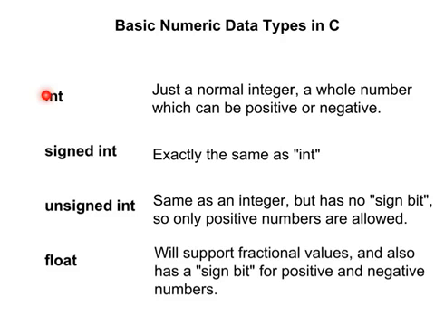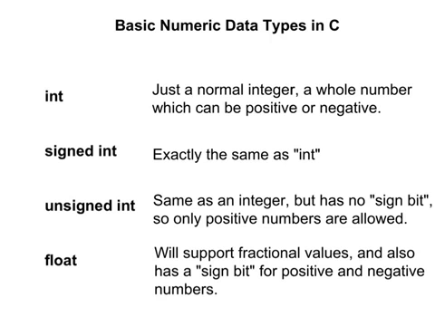So first of all, you have int, which is short for integer, and this refers to a whole number which can be positive or negative. Signed int is the same thing as int. Basically, you have the choice of either a signed int or an unsigned int. If you write just int, that means signed int, which means it has a sign bit, which means you can have positive or negative values. An unsigned int means that you don't have a sign bit, and therefore you can only represent positive numbers.